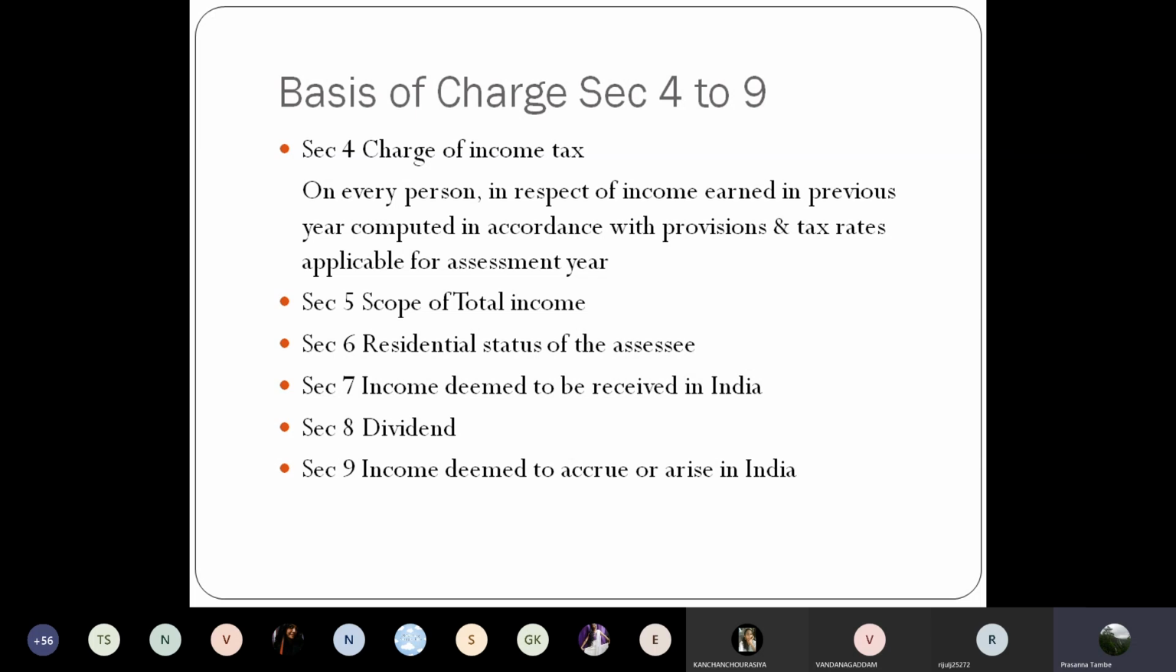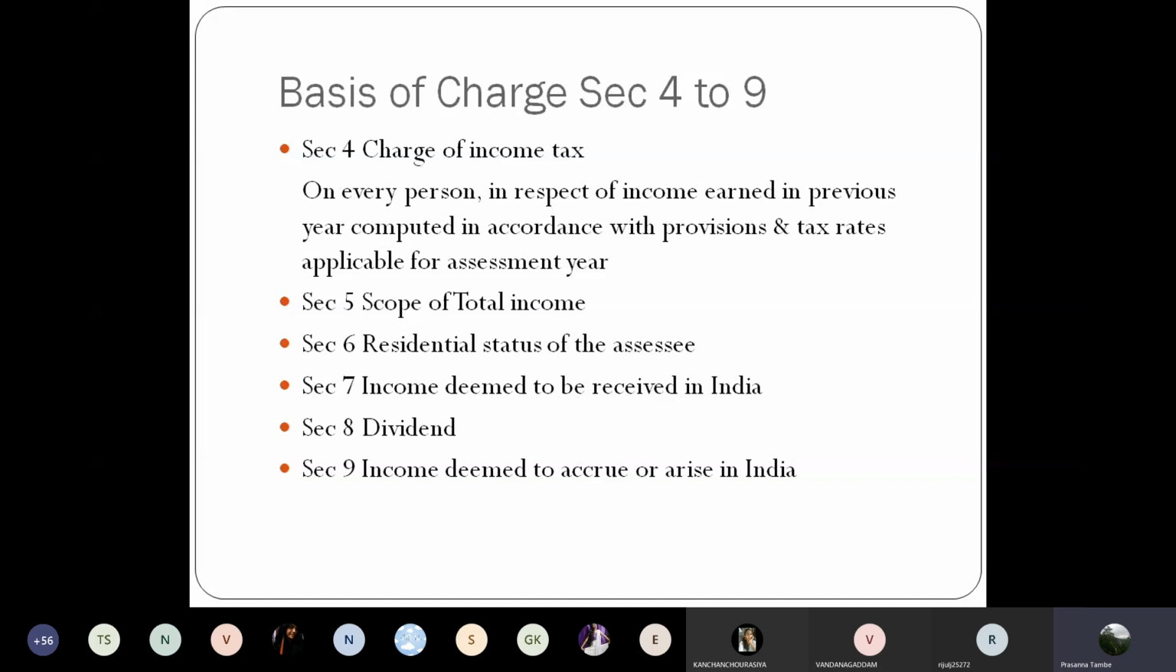And section 9 is again a deeming provision which defines what is income deemed to accrue or arise in India. So what section 9 tells you is certain items of income are always deemed to have accrued in India. So that means we don't go by the actual place of accrual or the actual place of receipt. Once that particular item of income is governed by section 9, then it will always be presumed to have accrued in India. That is the concept of section 9.